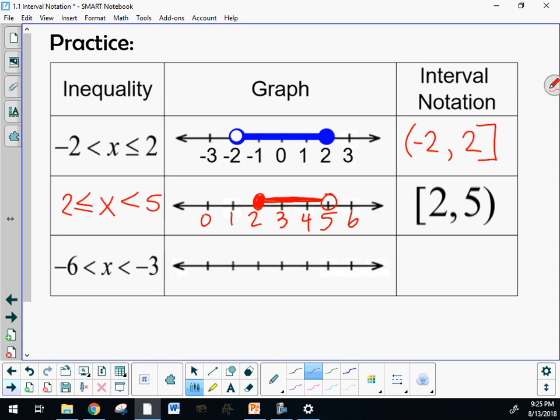All right, this last one, x is between -6 and -3.